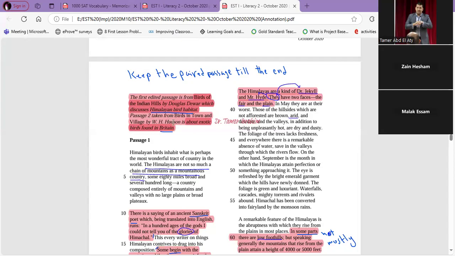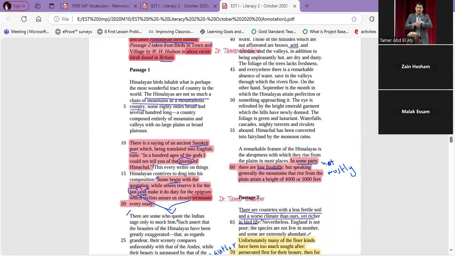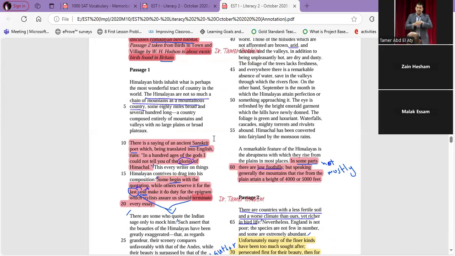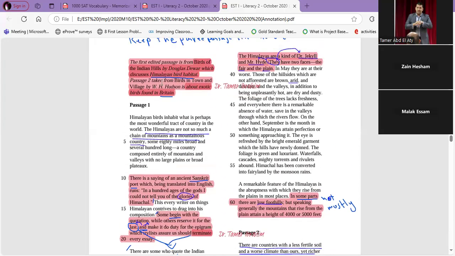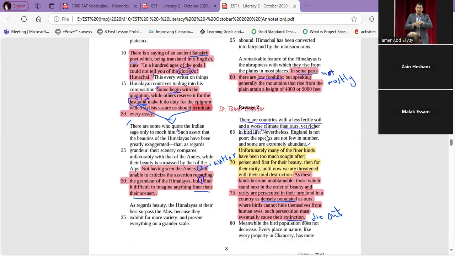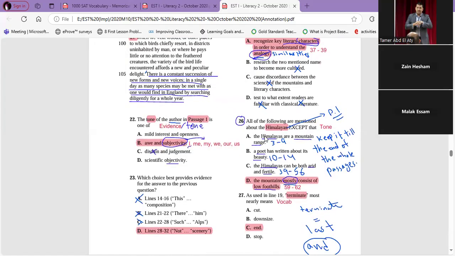Passage 2, taken from Birds in Town and Village by W.H. Hudson, is about exotic birds found in Britain. Okay, so now we have two passages. We know each one talks about what? One talks about the Himalayan birds, or the Himalayan bird habitat, and the other one talks about birds in Britain, or in England. Let's go to the first one.